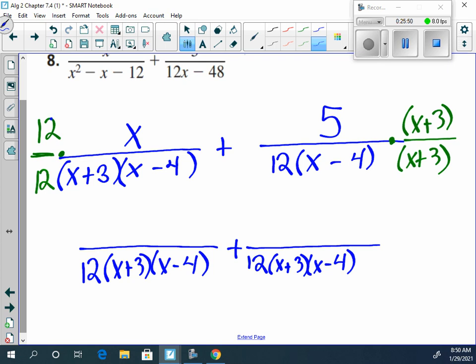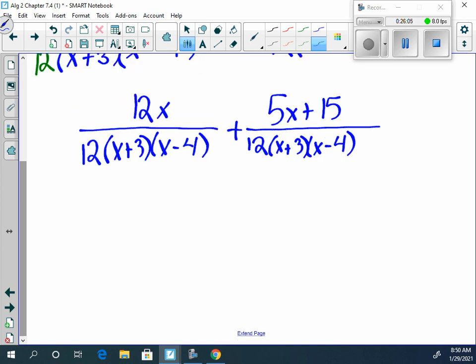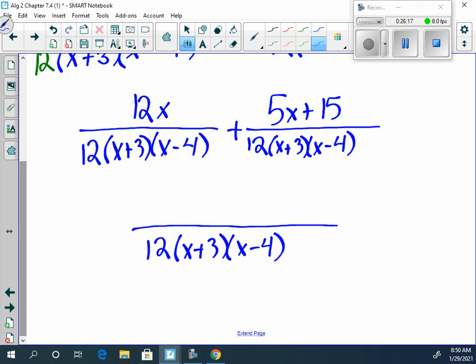Now the numerators will have to multiply. Well, 12 times x is 12x. Here we're going to have to distribute the 5. 5 times x would be 5x. Any questions on this here so far? Well, 12x plus 5x is 17x.